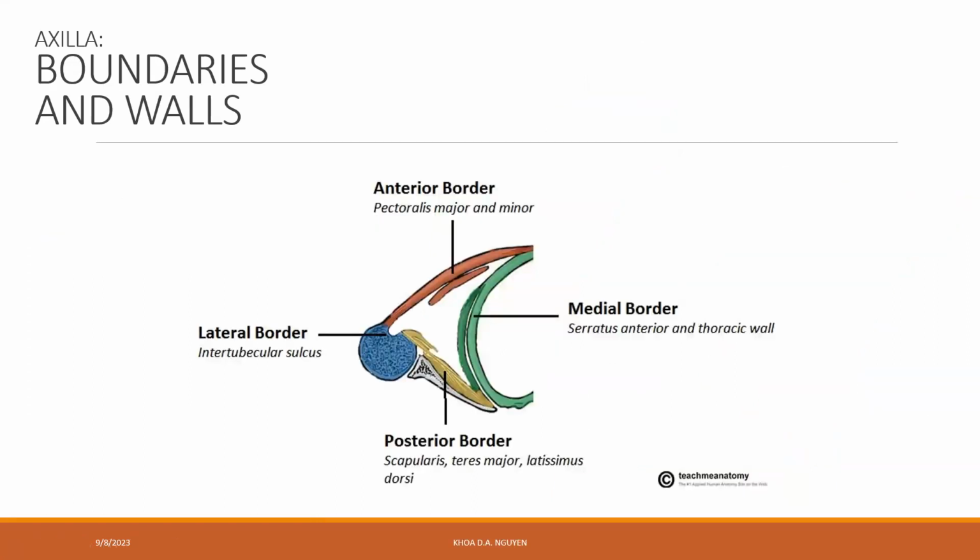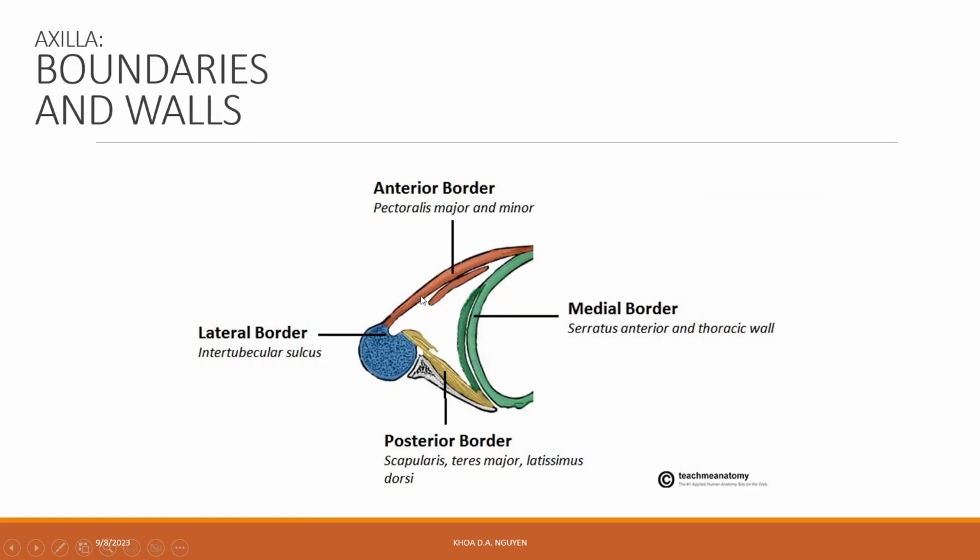Okay, and now let's talk about the anterior, posterior, lateral, and medial borders. To orient yourself a little bit, in this image here, you've got the ribs right here, which make up the medial portion of the axillary fossa. So it's the medial border right here.